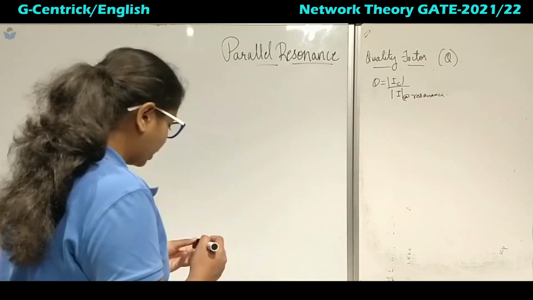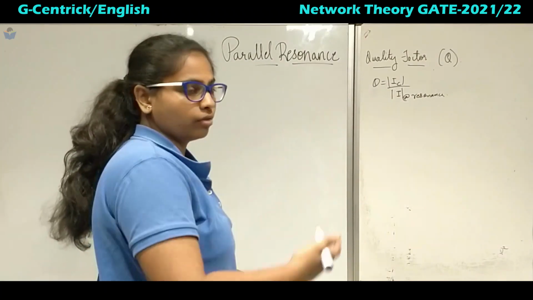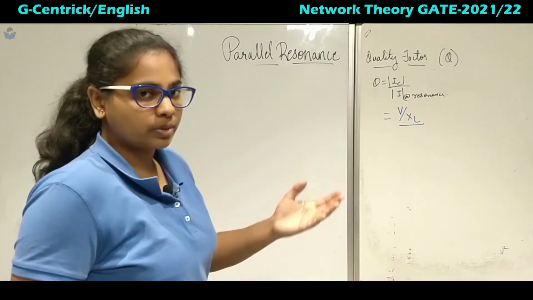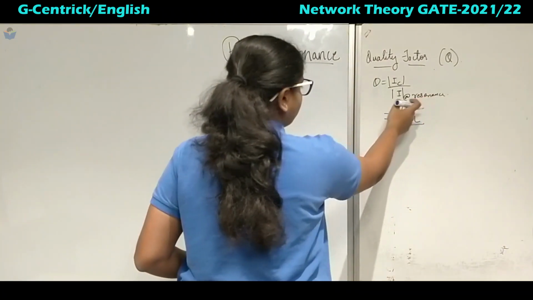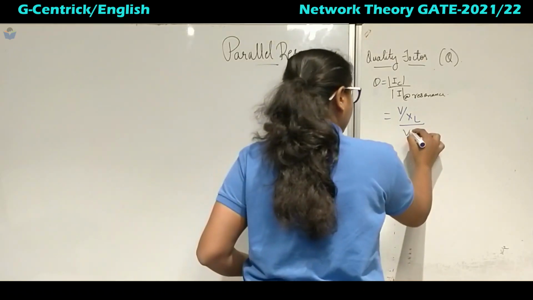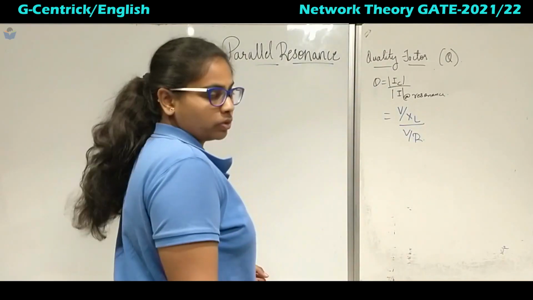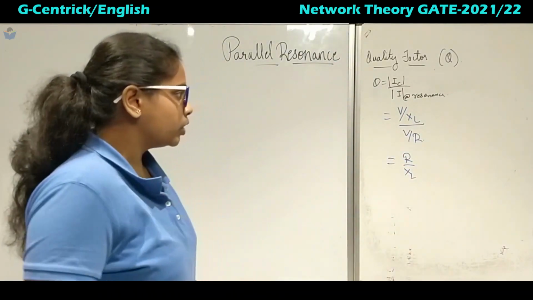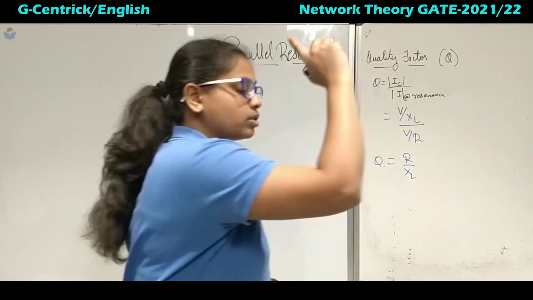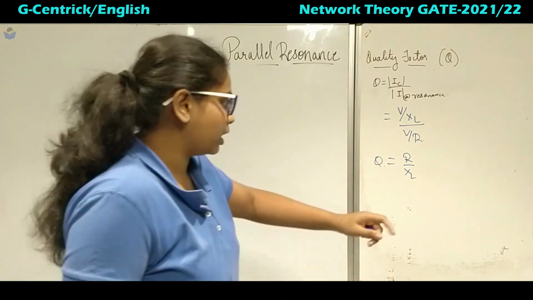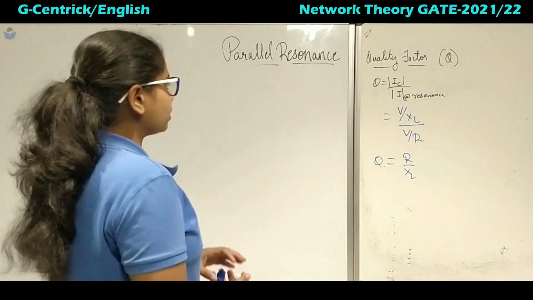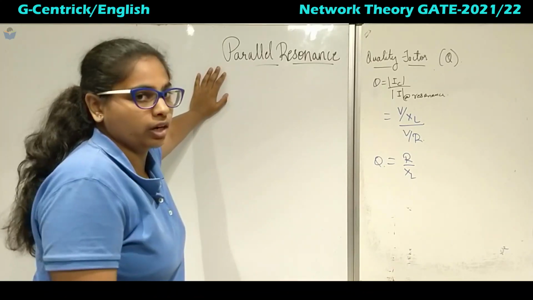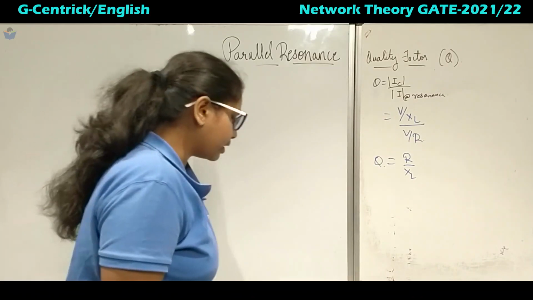Now what can IC be written as? V by XC. In parallel the voltage will be the same, right? So this I at resonance, what will it be? A resistive network. So I will write it as V by R. This V and this V get cancelled. It will be R by XC. If you see this quality factor, it is the reverse of series resonance, where it was XL by R. So whatever you learn in parallel resonance will be the reverse of series resonance, except the bandwidth. We will see the bandwidth formula also later in this section.